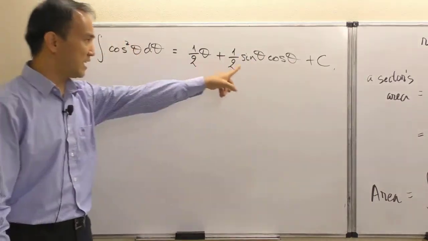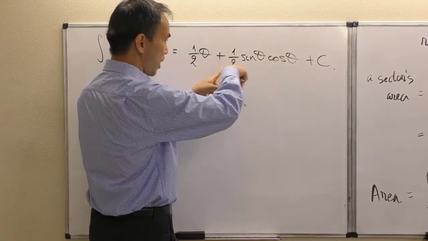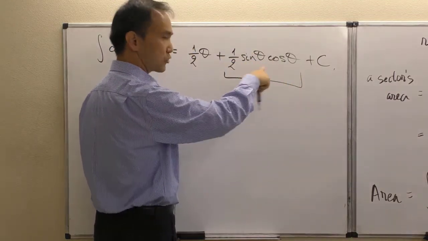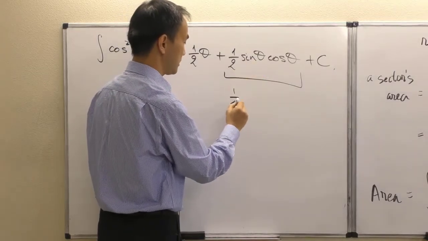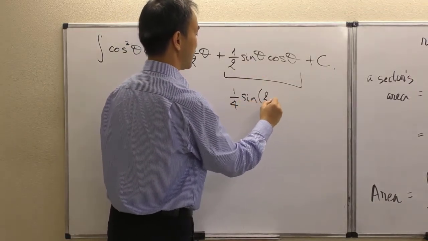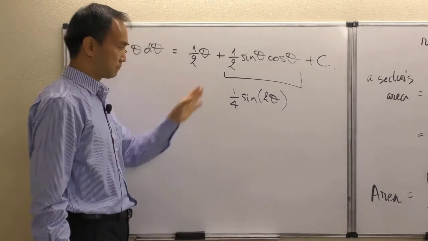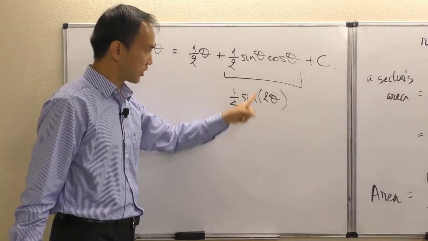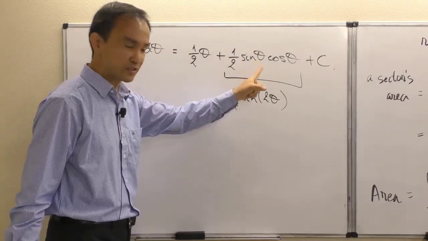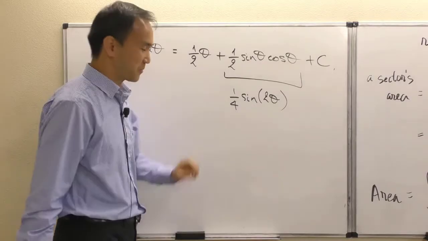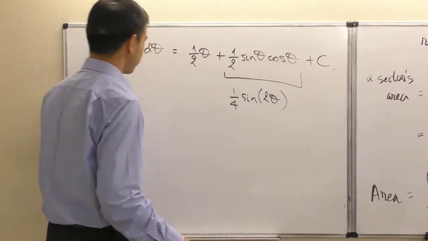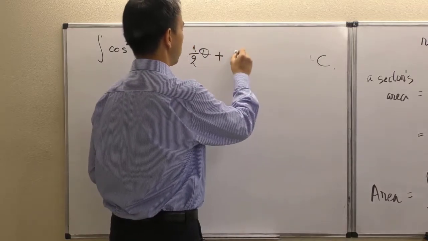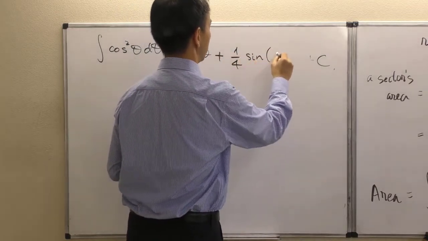Now we can rewrite this. The 1/2 times sine theta cosine theta, we can use a trig identity to rewrite as 1/4 sine of 2 theta. You can always pause the video and use your trig identity understanding to convince yourself that these two are equal expressions. So now I'm going to write it as plus 1/4 sine of 2 theta.